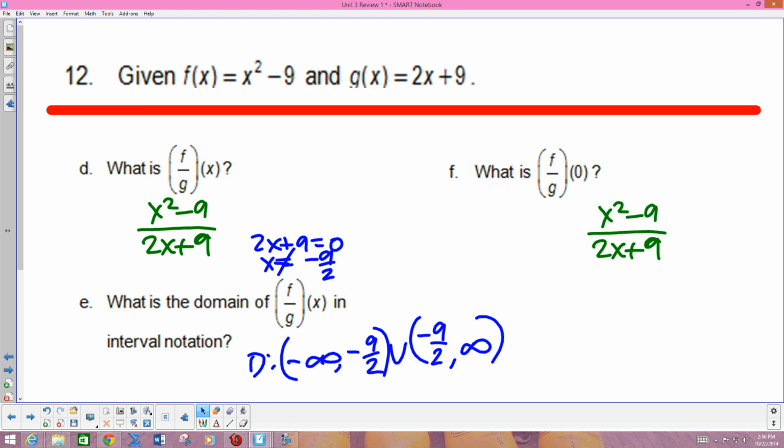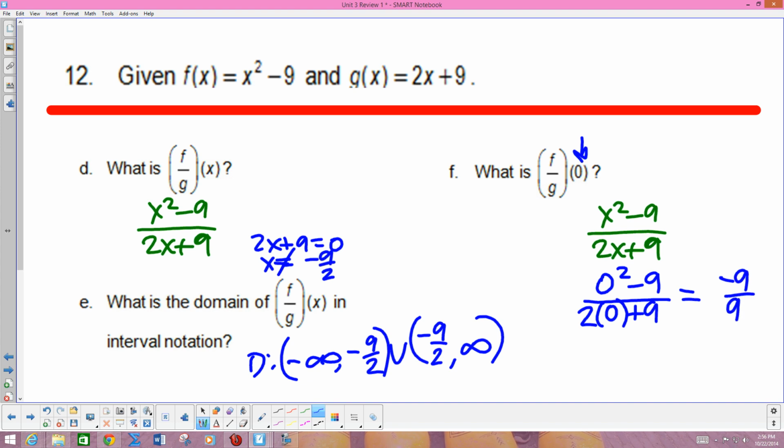So this time what I'm going to do, though, is substitute in 0 wherever there's an x. So I have 0 squared minus 9 divided by 2 times x, which is 0, plus 9. So I end up with 0 squared is 0, and 0 minus 9, that's a minus 9. 2 times 0 is 0. 0 plus 9, that's 9. So it's equal to a negative 1.